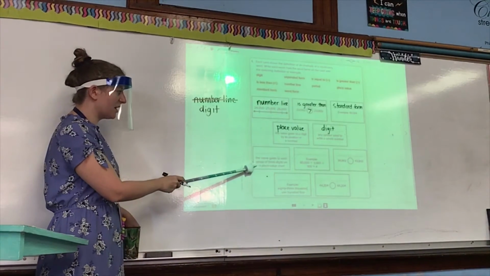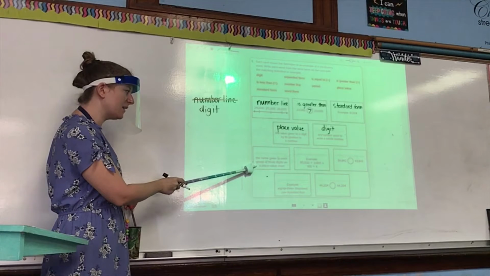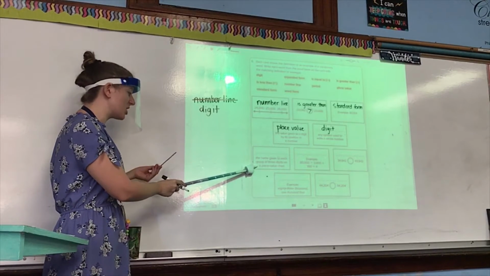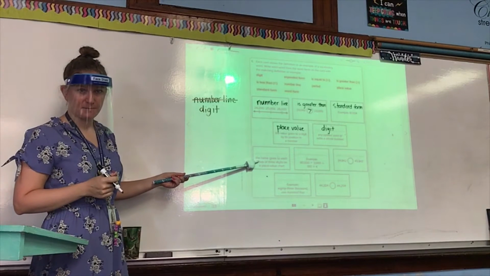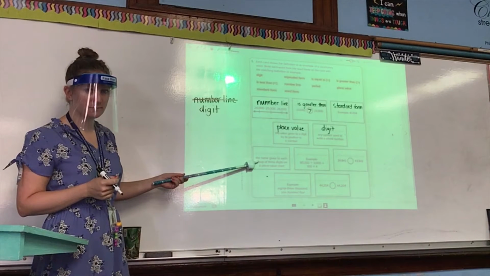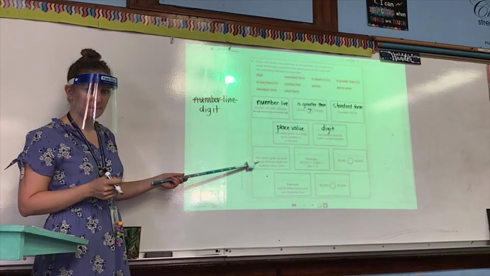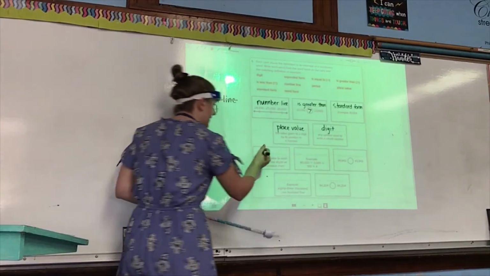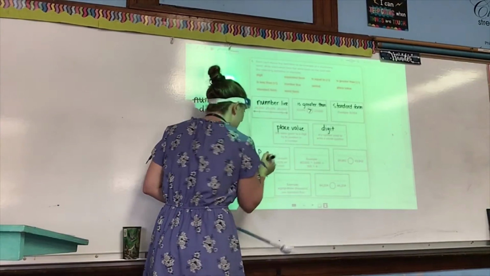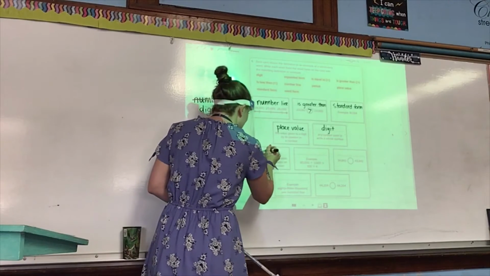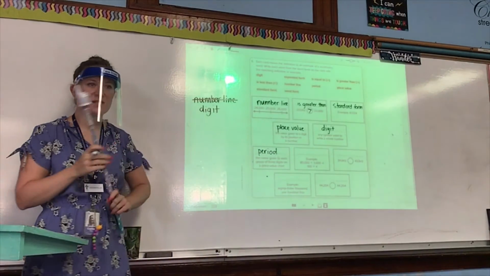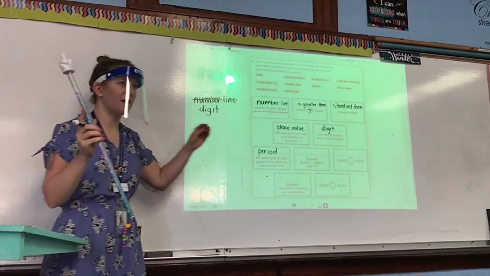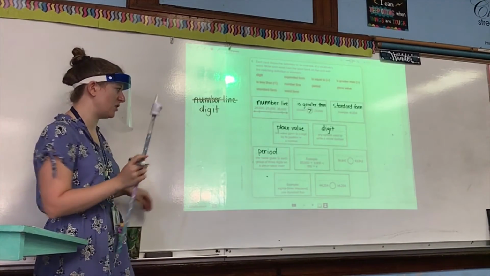The first card on the third row. The name given to each group of 3 digits on a place value chart. Smith. Period. The key word there is group of 3 digits. We know every 3 digits we have a comma because we are ending one period and starting a new period.